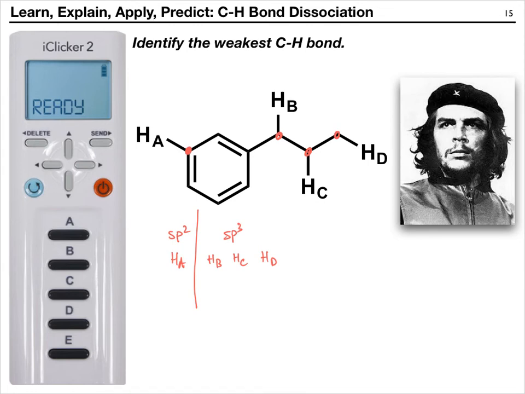So what implications does this have? That means we're really only considering these in terms of which one's going to be abstracted easiest, or stated another way, which one has the weakest CH bond. So between B, C, and D, which one do you think wins?